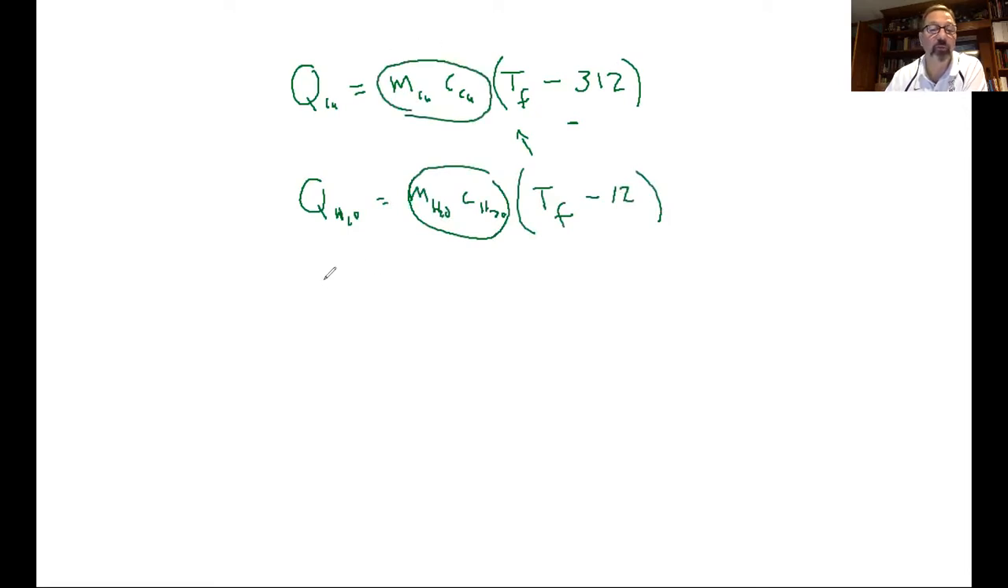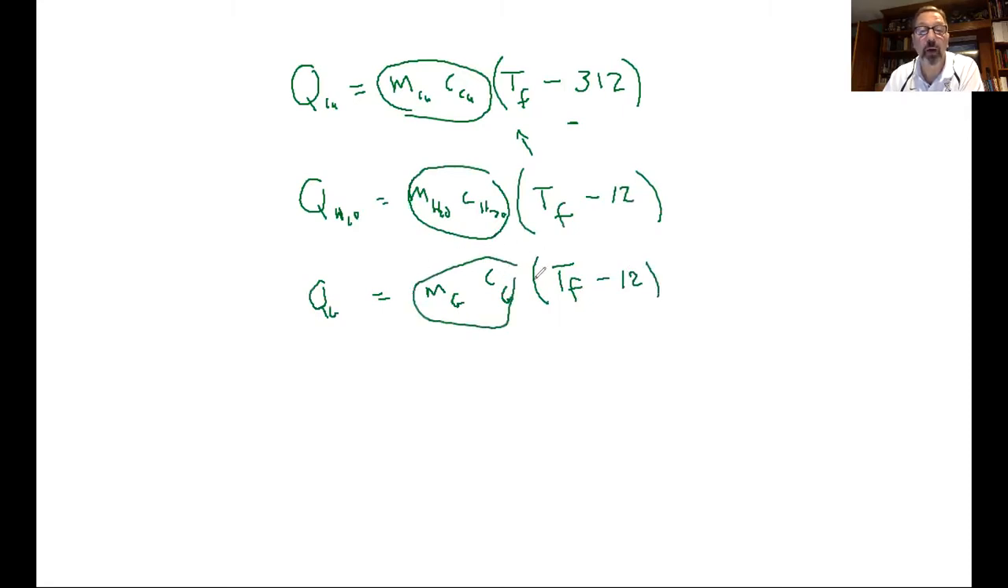And then the same thing for the glass, right? The heat of the glass is going to be equal to the mass of the glass times the specific heat of the glass, same temperature final. In this case, it started at 12 degrees also. You know those things, you can just multiply them out. The only unknown here is that final temperature.